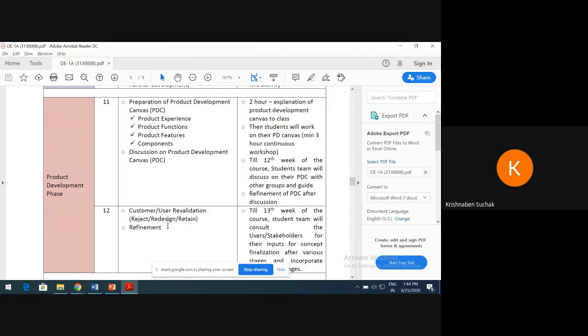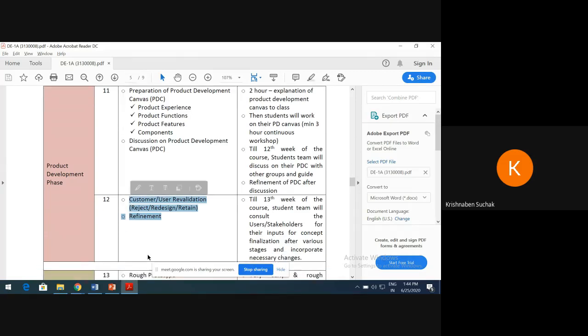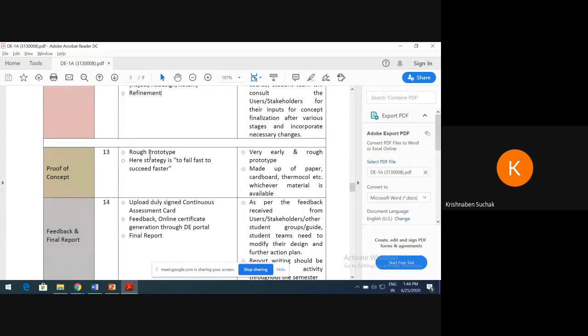Then there is customer or user revalidation. The customer will revalidate your details or not; if the customer rejects your details and says I need this modification, I need this requirement, then all those things will be there. And you have to prepare a rough prototype. You can prepare a rough prototype by using different tools. One of the tools is a wireframe tool, in which many students are preparing their rough prototypes.